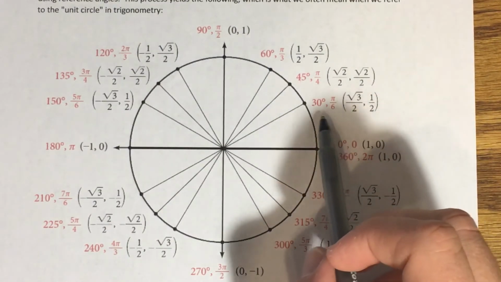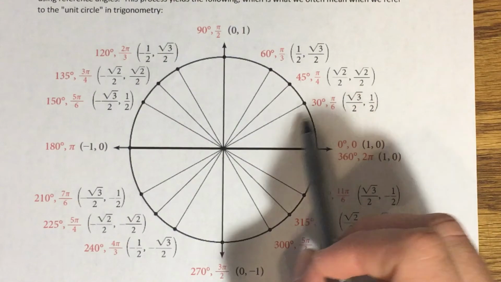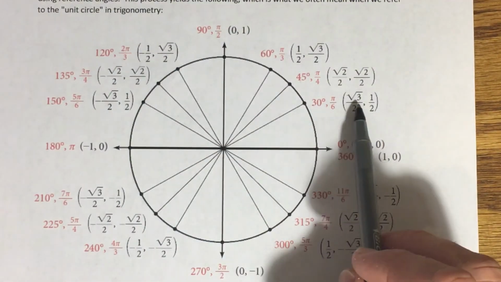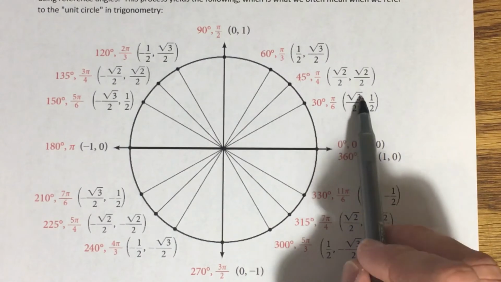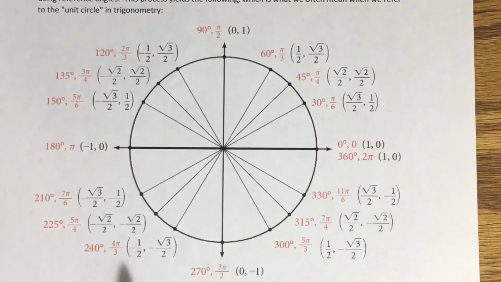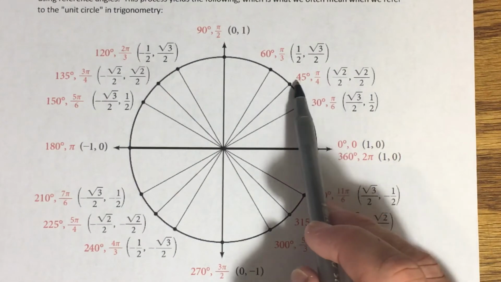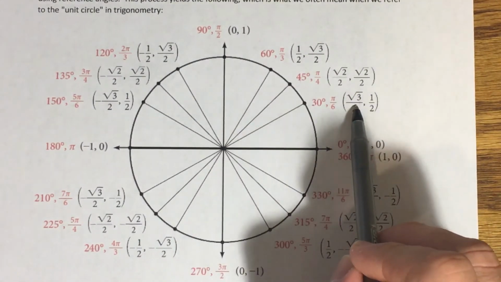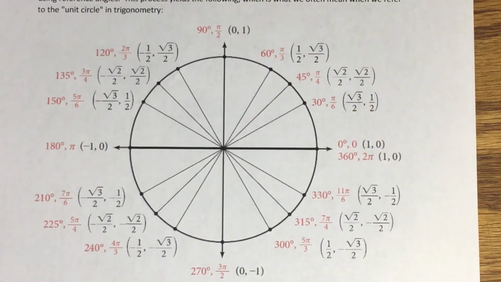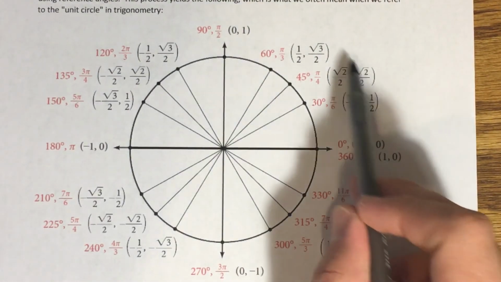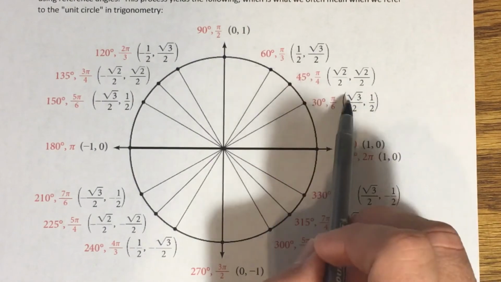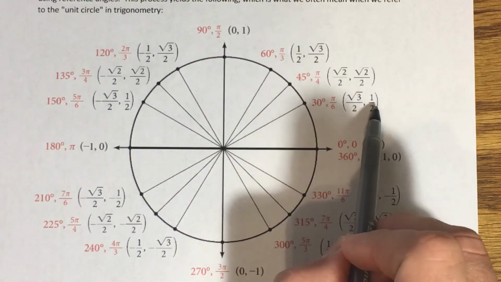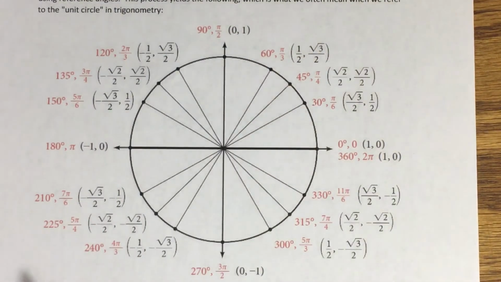Now, let's look at the cosines first. From the table in that previous section, we saw that cosine of 30 degrees was root 3 over 2. That's why this x-coordinate is root 3 over 2, because that's where our cosine should be. Cosine of 45 degrees was root 2 over 2. Cosine of 60 degrees was 1/2. So that gives us the x-coordinates of all three of those points. And here's the sines. Remember, we noticed that the sines and the cosines of these three angles seem to be the same, but in reverse order. So 1/2, root 2 over 2, root 3 over 2.